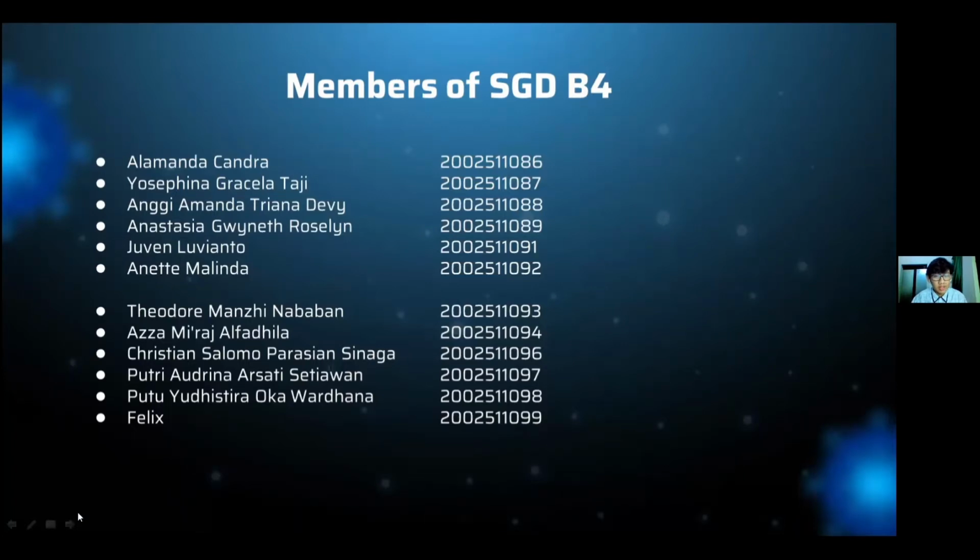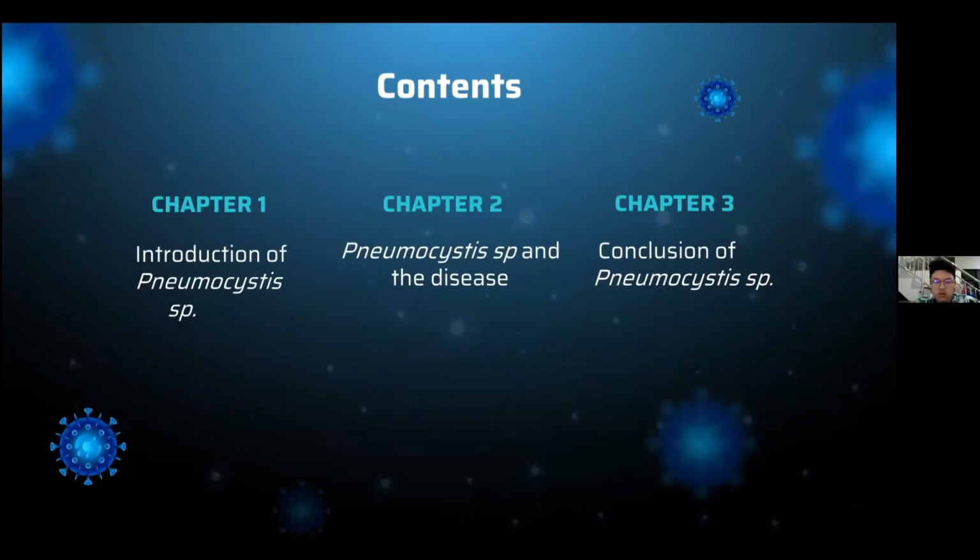So this is the member of the SGD B4. Today we are going to explain the first chapter, which is about the introduction. Then we go to the main section with the second chapter, and the last is the conclusion in chapter 3.